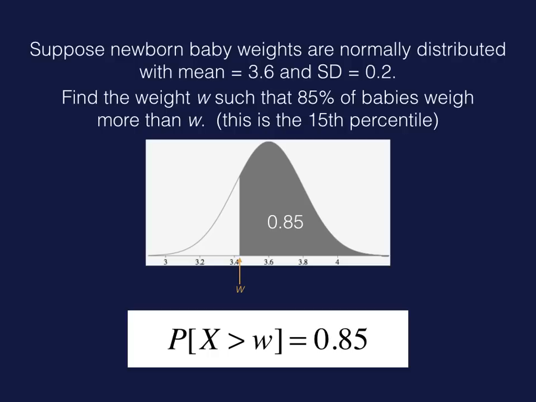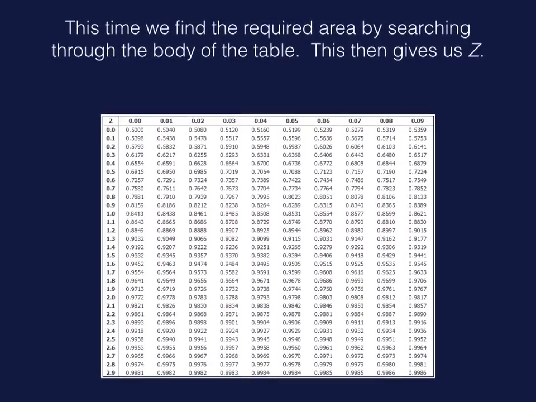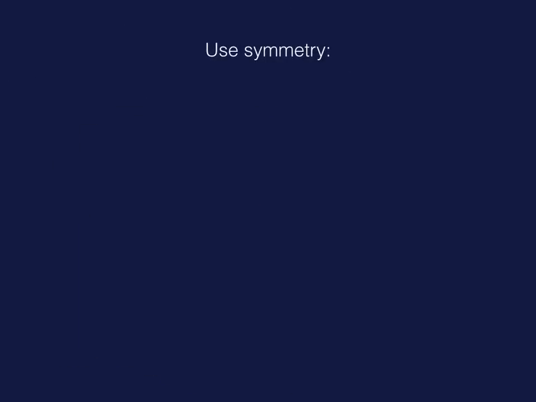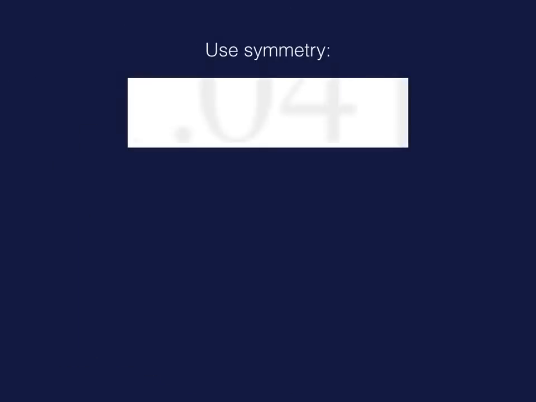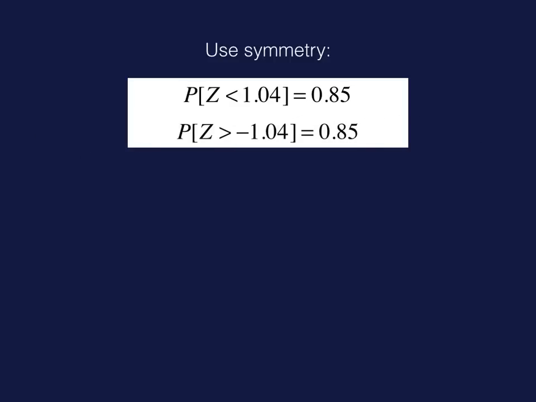To manage this, we have to go to the table and search around the middle, trying to find the closest number to 0.85. That happens here at z equals 1.04. So we have to find the z number first. And actually, it's not going to be 1.04. It's going to be negative 1.04, because I want the area to the right to equal 0.85.